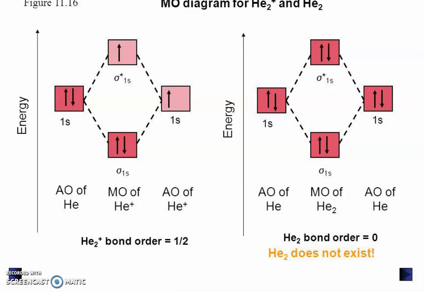So, the MO diagram for He2 plus and He2. You know, the atomic orbital of helium plus has 1 electron, the other has 2 electrons, forming He2 plus. So the bond order is half. For the other, He2, there are 4 electrons and the bond order is 0. So helium 2 does not exist.